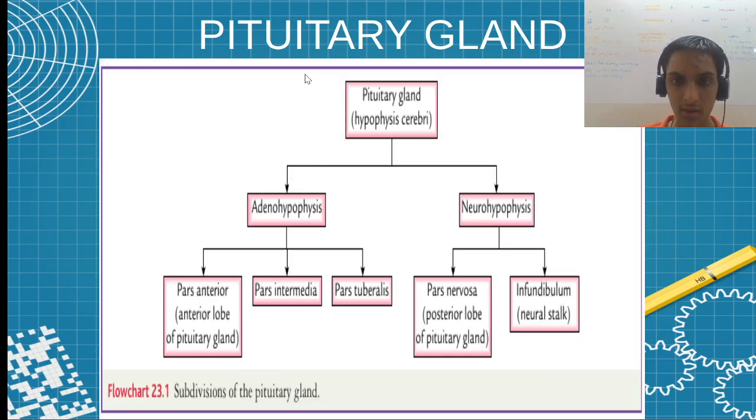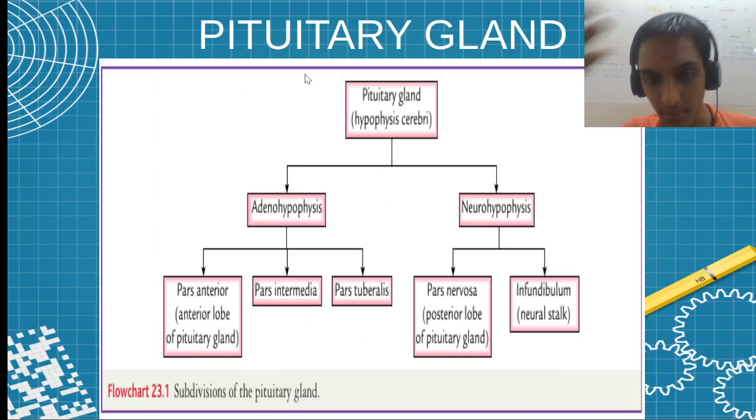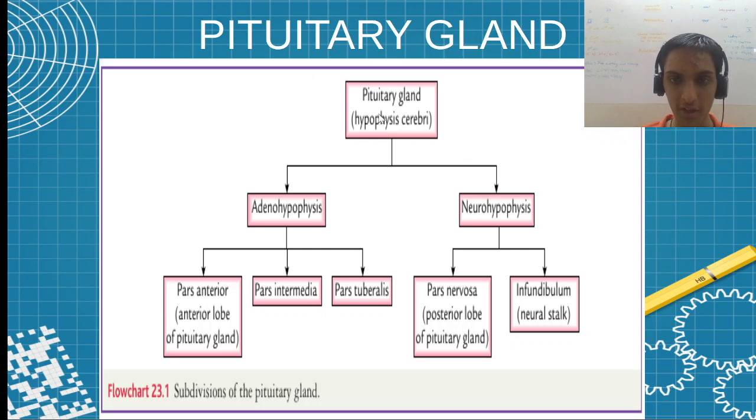So this is to show you the same thing but in a flow chart. The pituitary gland is divided, as I said, into adeno and neurohypophysis. Adenohypophysis is divided into three parts: pars anterior, intermedia and tuberalis. Here anterior is in the sense of anterior side. Here it will be the posterior side in the neurohypophysis, and here we will have the pars nervosa and the infundibulum. This is a flow chart to show.